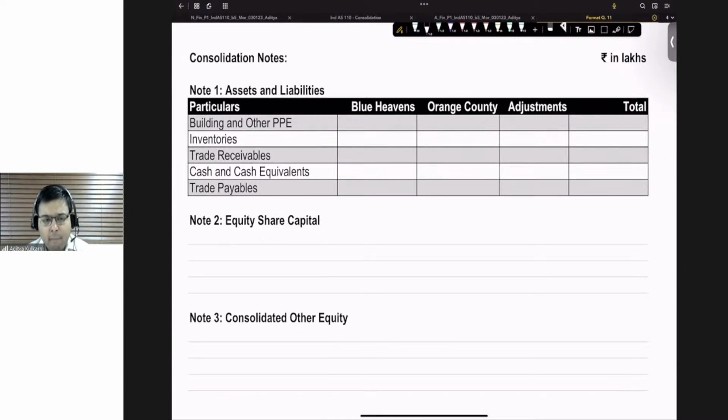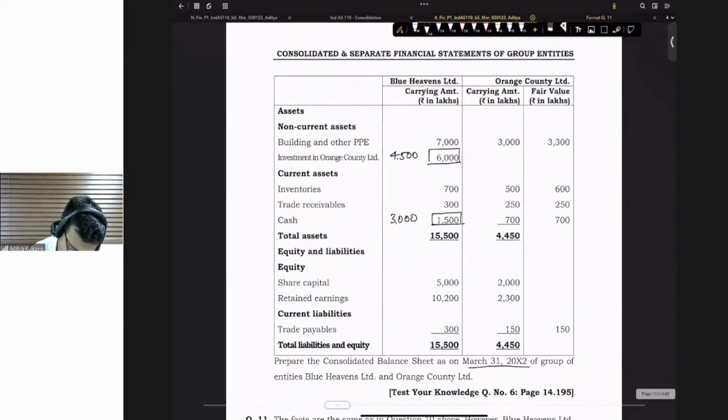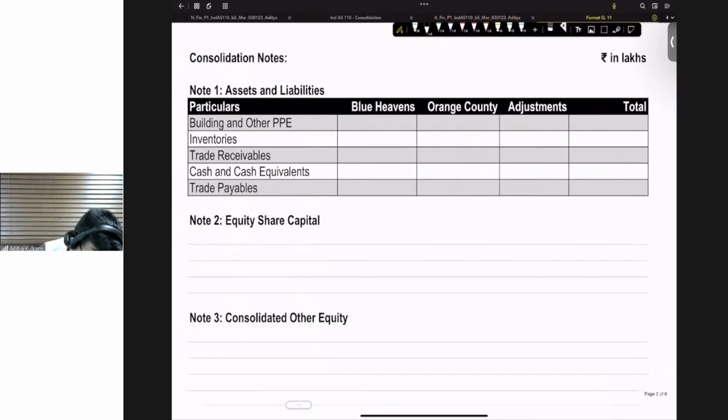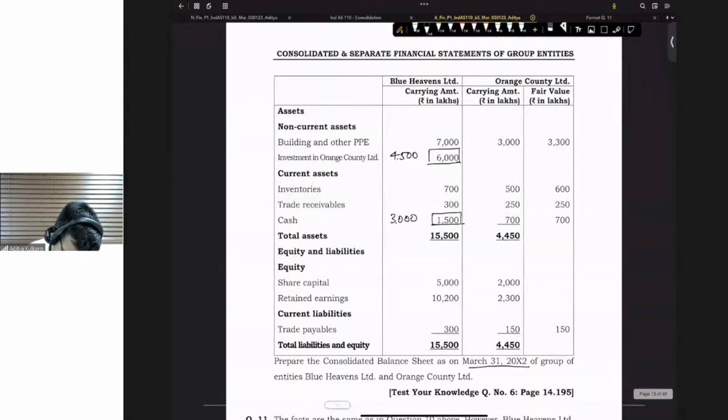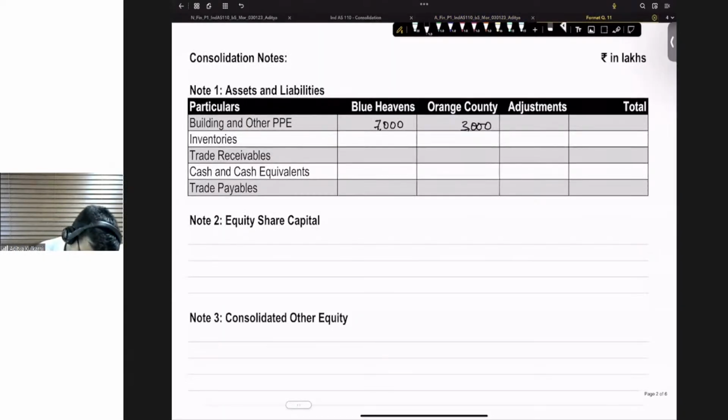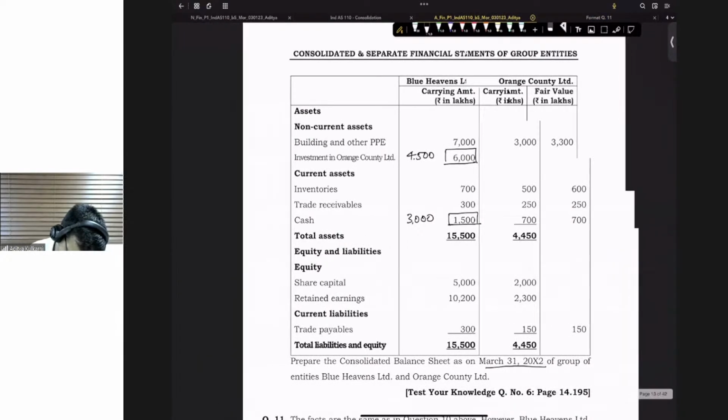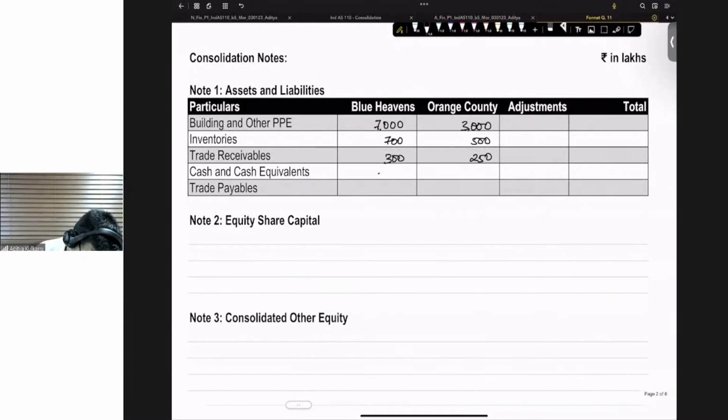I told you, copy all assets and liabilities as it is without any adjustment. Okay, so let us proceed to do that. You have building 7,000 and 3,000. See, I'm not giving any fair value adjustments right now. Just copy these amounts as it is, 7,000, 3,000. Inventories 700, 500. Trade receivables 300 and 250. And last one is cash 1,500 and 700 for assets.